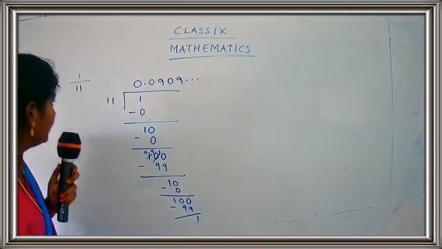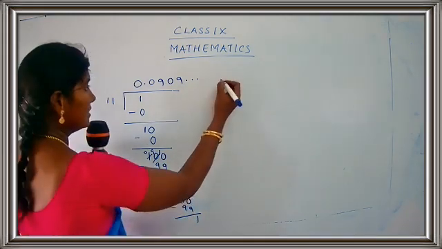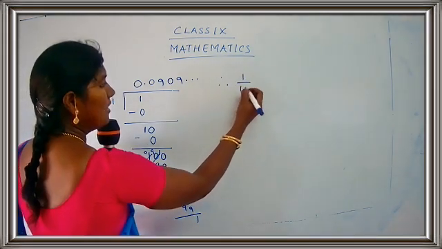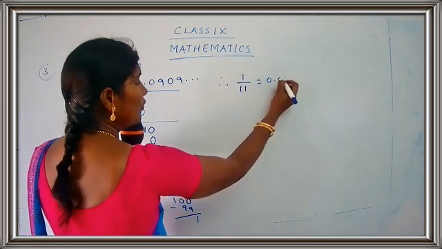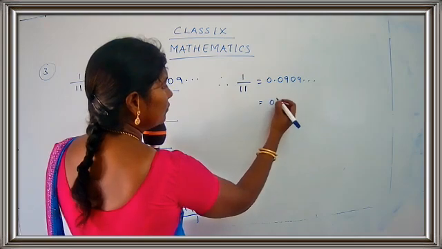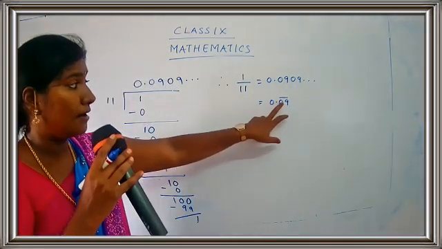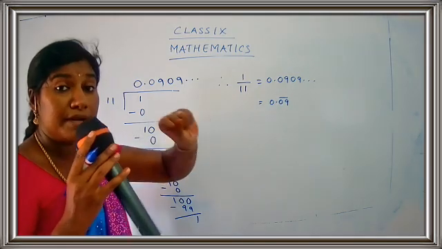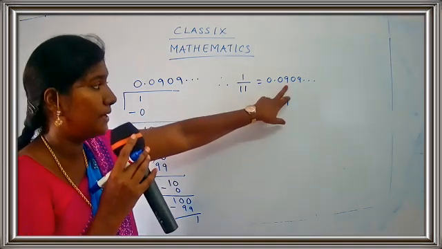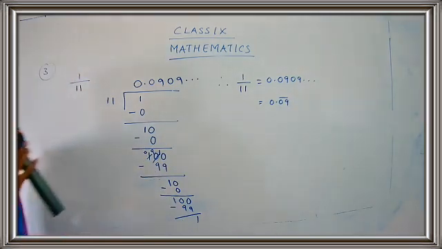So what are you going to do here? You have completed the sum. Below the sum you write, therefore, 1 upon 11 is equal to 0.0909 dot dot dot. This is equal to 0.09 bar. 09 bar means which number is repeated? 09 is repeated. So 0.09 bar. So we got the first answer.